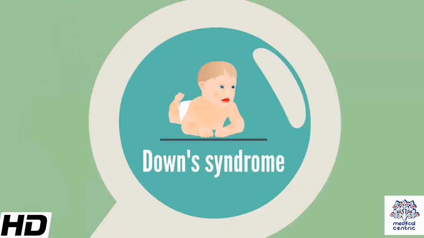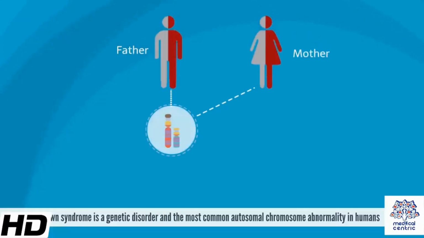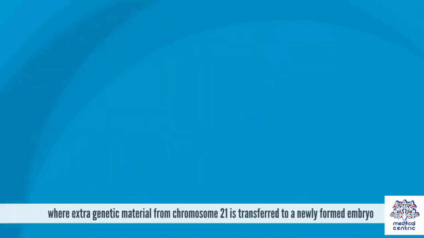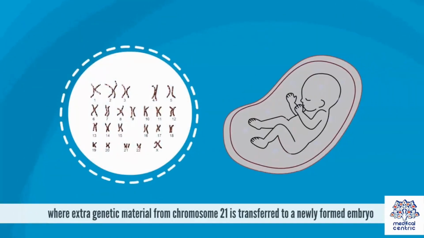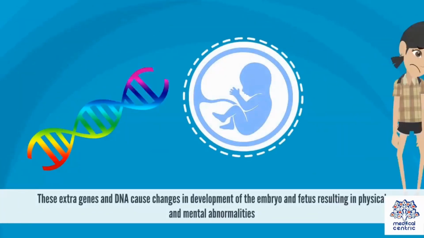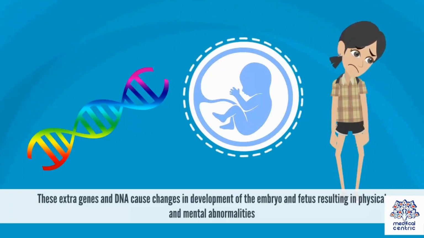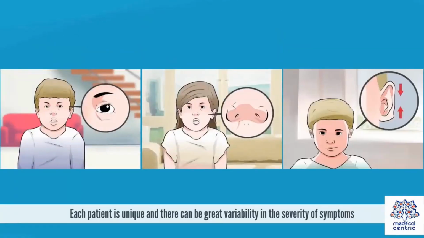Today's topic is Down syndrome. Down syndrome is a genetic disorder and the most common autosomal chromosome abnormality in humans, where extra genetic material from chromosome 21 is transferred to a newly formed embryo. These extra genes and DNA cause changes in development of the embryo and fetus, resulting in physical and mental abnormalities. Each patient is unique, and there can be great variability in the severity of symptoms.